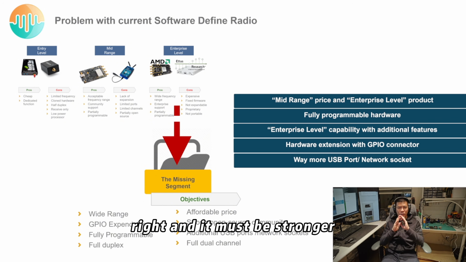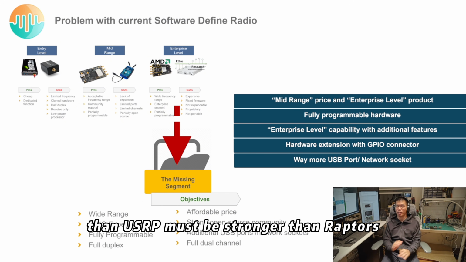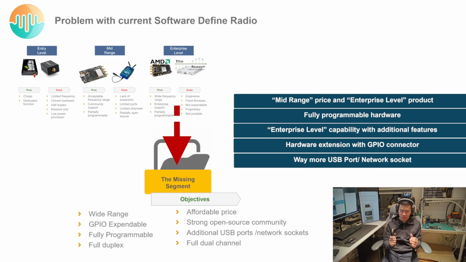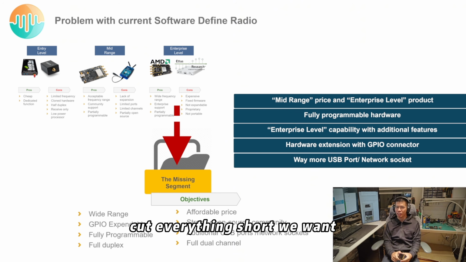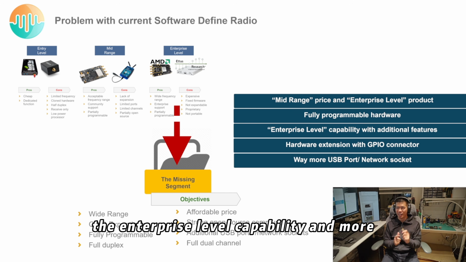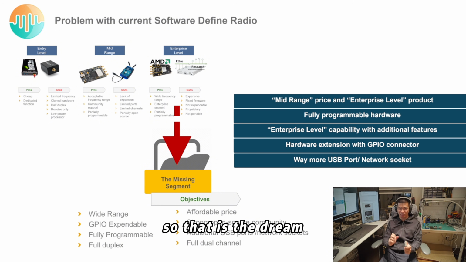And it must be stronger than USRP. It must be stronger than Raptor. It must be way cheaper than these two products. Cut everything short: we want a mid-range product price tag, and we want the enterprise-level capability and more. So that is the dream.